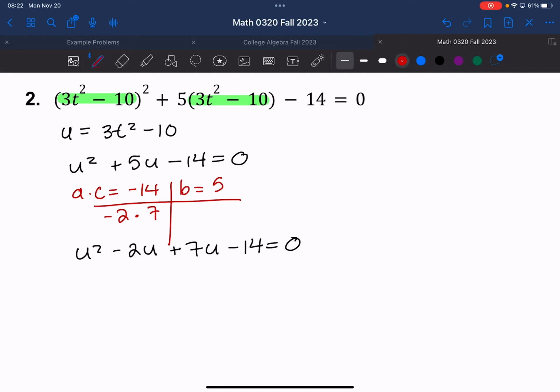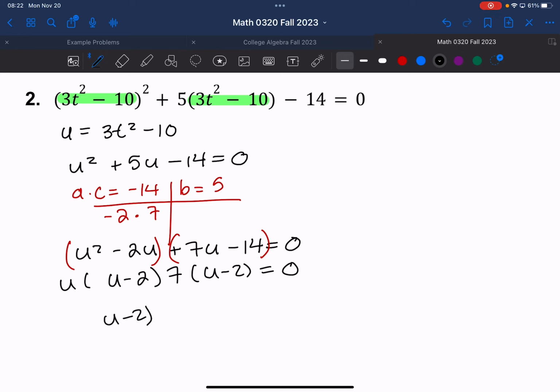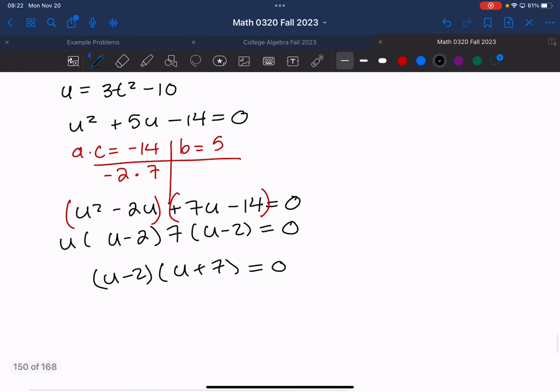So after the AC method, I do my factor by grouping. And what GCF can I take out of the first one? Good, just a u. So I'm left with u minus 2. And what could I take out of the second one? A 7, because I want them to match. So u minus 2. So that means I have u minus 2 times u plus 7 equals 0. What's my next step? Good, set them equal to 0. So u minus 2 equals 0 and u plus 7 equals 0.